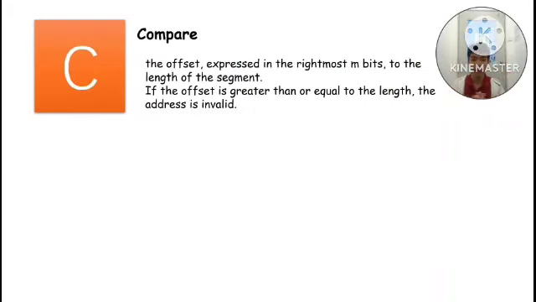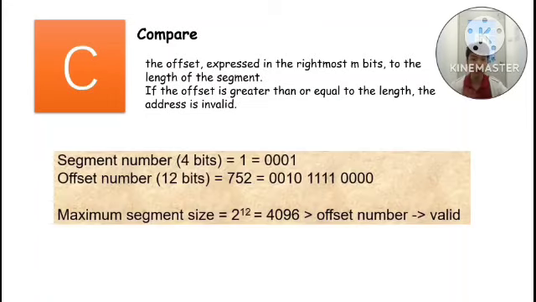C, Compare. Compare the offset expressed in the rightmost n bits to the length of the segment. If the offset is greater than or equal to the length, the address is invalid. So in this case, we can calculate the offset number and get the total, which is 752. Since the maximum segment size is more than the offset number, this address is valid.